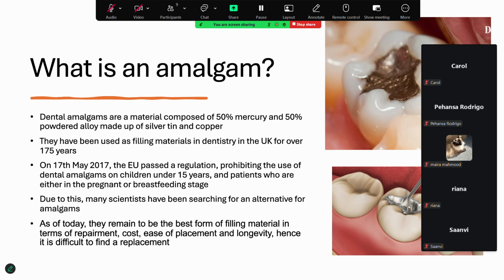In January 2024, the European Parliament voted to ban dental amalgams. As a result, a total phase-out of the filling material took place in the EU from the 1st of January 2025. As of today, they remain the best form of filling material due to their antibacterial properties because of the secretion of toxic mercury gas, and also in terms of repairment, cost, ease of placement, and longevity. Hence, it is difficult to find an alternative.